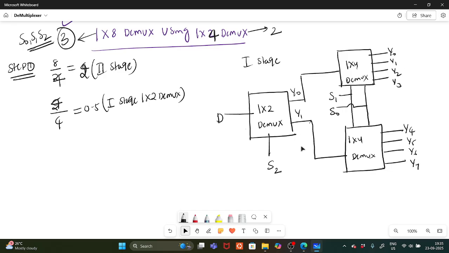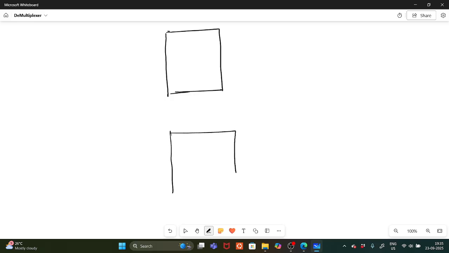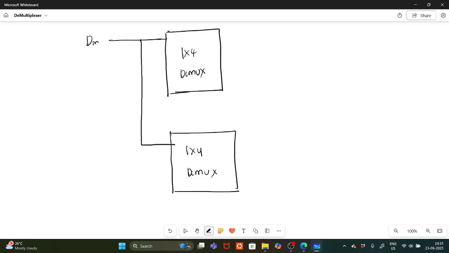Okay. So for the DeMux, whatever the first stage DeMux is, you can replace it with an inverter also. Here, if you see, I'm using two 1 is to 4 DeMux. This is a 1 is to 4 DeMux, and this is a 1 is to 4 DeMux. Let us take the D input, a common D input.